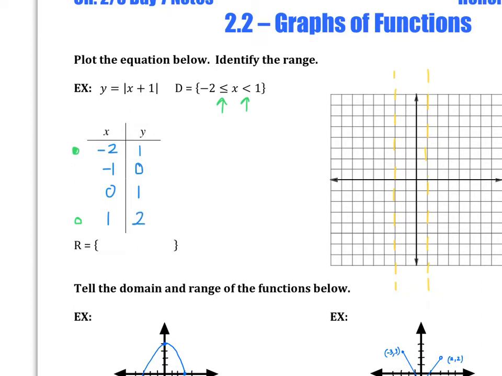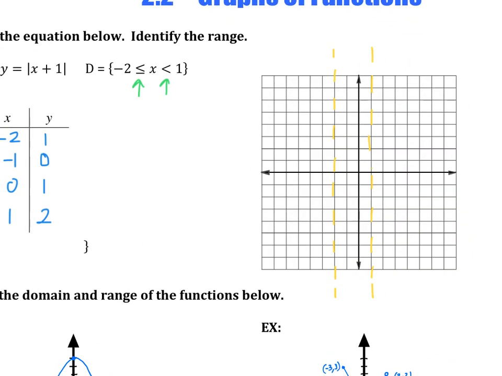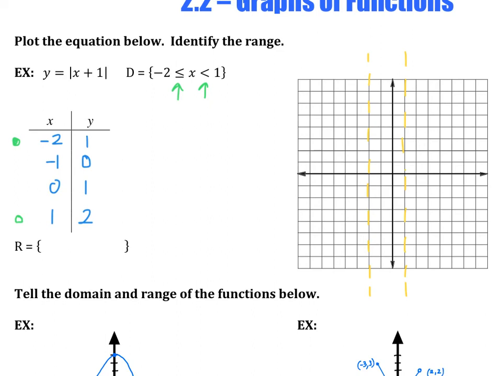Okay, so now we can go ahead and plug these in and graph it, and then we'll identify our range from there. So when I am plotting -2, 1, I know I am going to have a closed circle there. Okay, so we have a closed circle at -2, 1, and then I go -1, 0, I go 0, 1, and then along this next wall, I have 1, 2, but I have an open circle there. So now we can go ahead and connect, and we see we have this V shape.